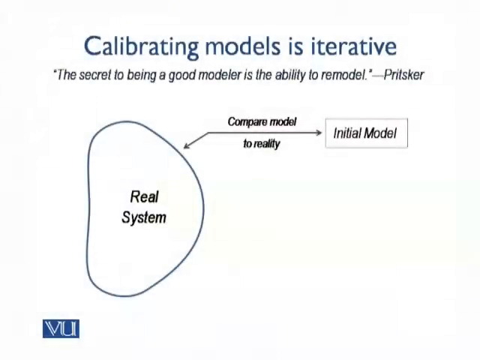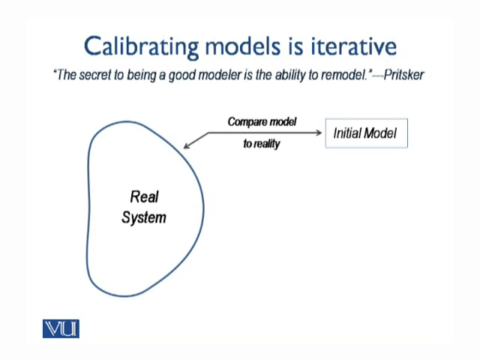Now, we can talk about the stages of calibrating the system by looking at the graphic you can see on the slide now. The real system is a complex system that we want to understand. And to make it more manageable, we make a simplified model of it. So this is represented as the initial model. We compare the model to reality. We try to validate this model, and from that we can make some decisions on how to improve this model.